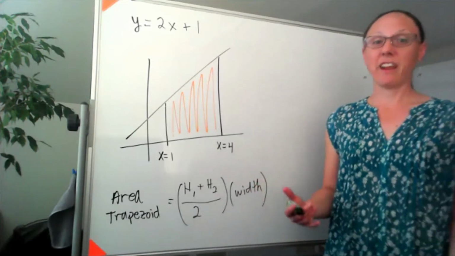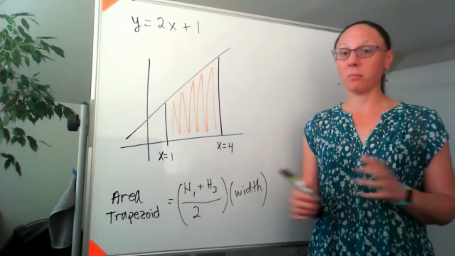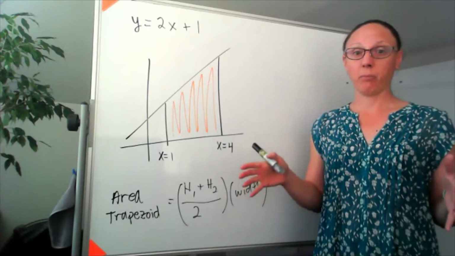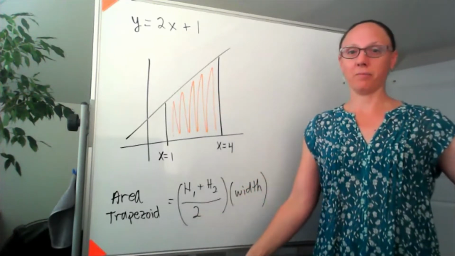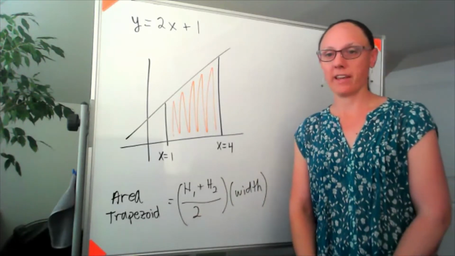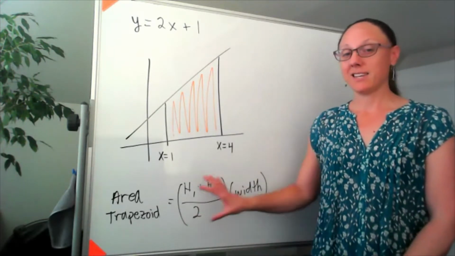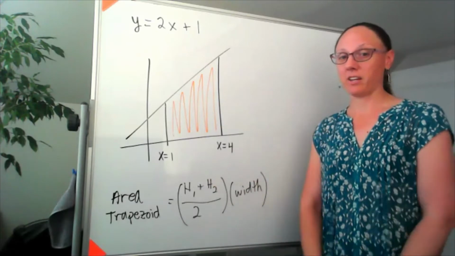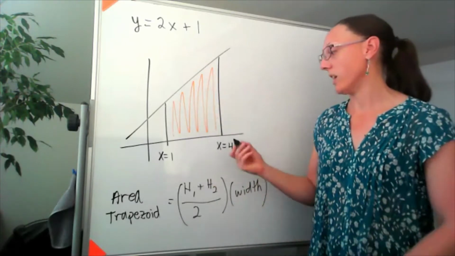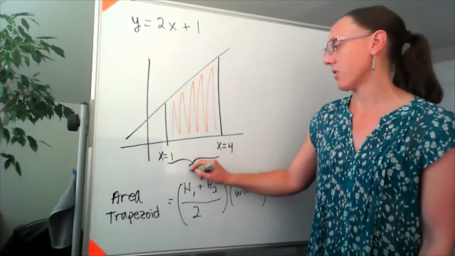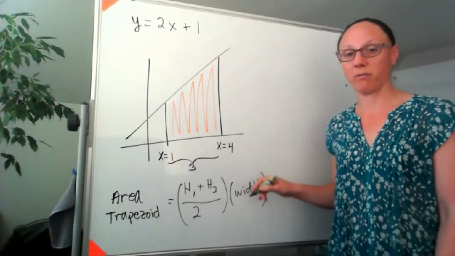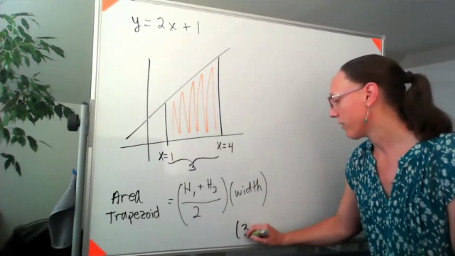So when I say to find the area using geometry, I literally mean old school: turn this into a shape, do what you would have done once upon a time when you were taking a geometry class. So if I'm trying to find the area of this trapezoid, the total width of that trapezoid down there is 3, because that's the distance from 1 to 4. So I've got a width of 3.